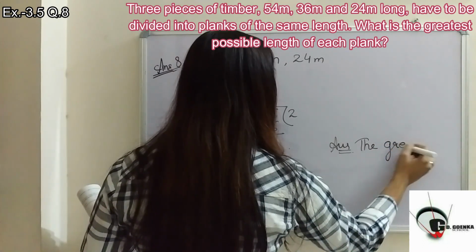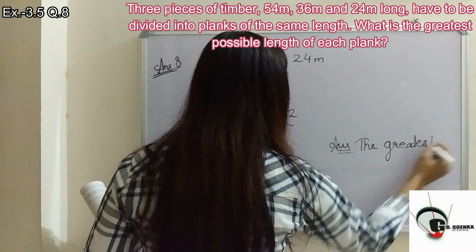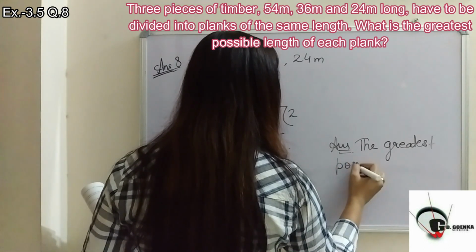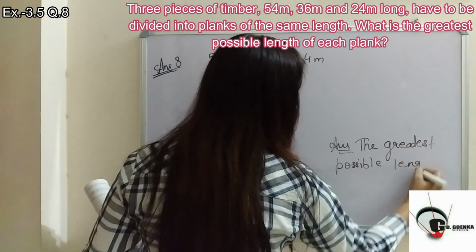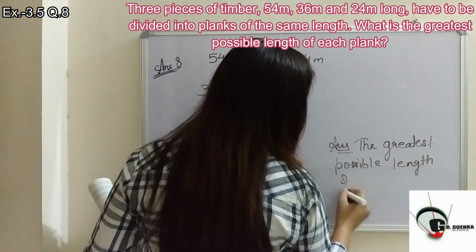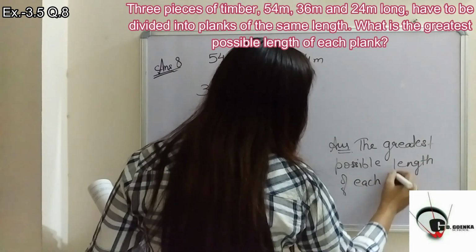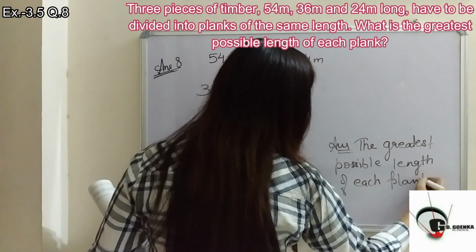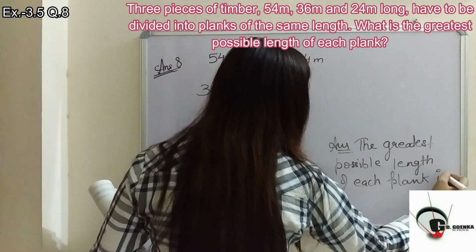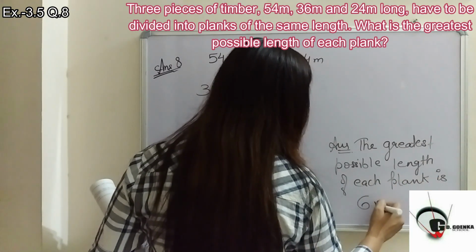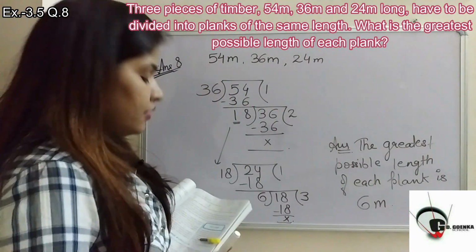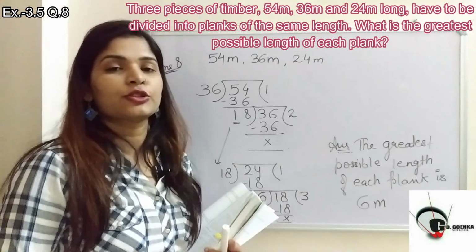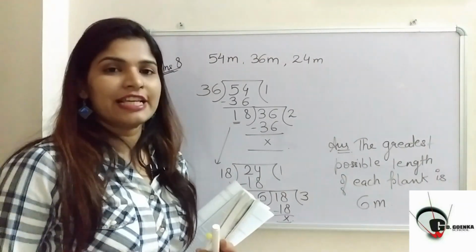So the greatest possible length of each plank is 6 meters. So this is the answer. I hope you have understood this. Now let us move to the next question.